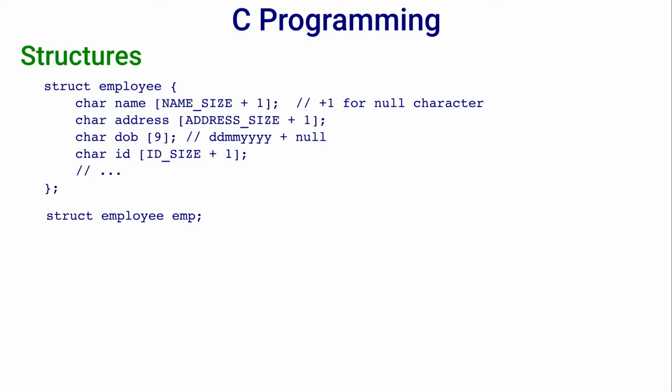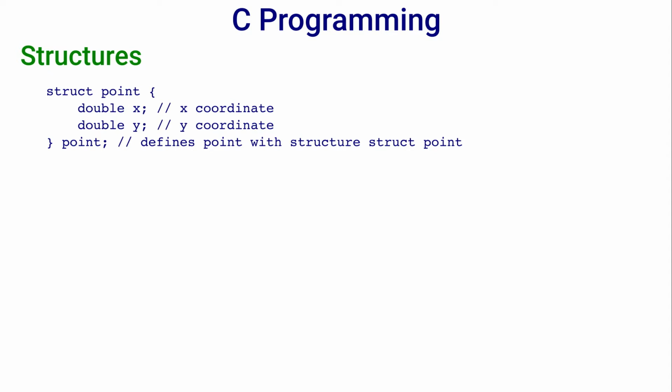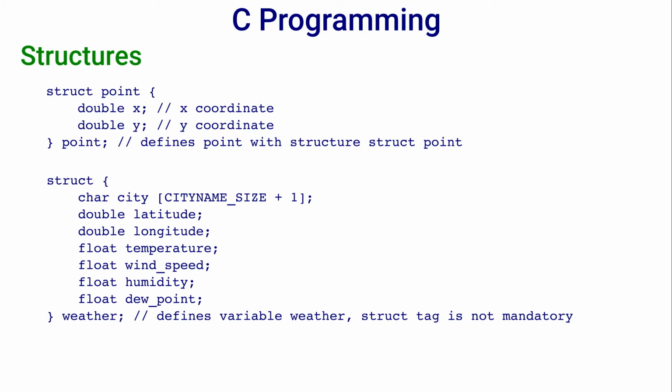After that, we can assign values to the members of variable emp and use the values of members. For example, use strcpy to copy a string into a member and use printf to print it. We can define the variable along with the structure tag, as in this example. The structure tag is struct point and the variable name is also point, and we can skip the structure tag and directly define the variable as in this example.